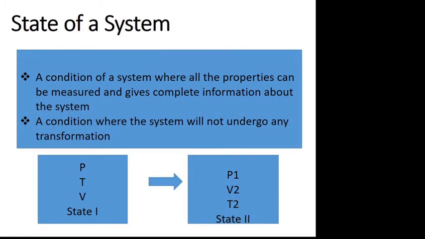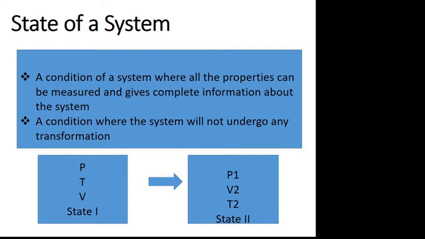Now, the state of a system. The state of a system is a condition of the system where all the properties can be measured and which gives complete information about a system. For example, you take a cup of water. We can measure the temperature, we can measure the pressure, the volume and all. So that condition where we can measure all the properties, we call the state of a system. And in that condition you can take it that there is no transformation occurring, the system will remain as such.